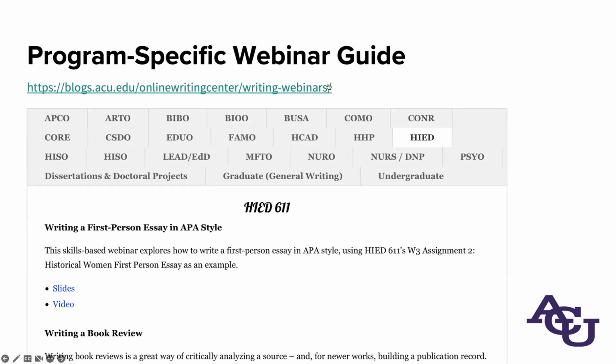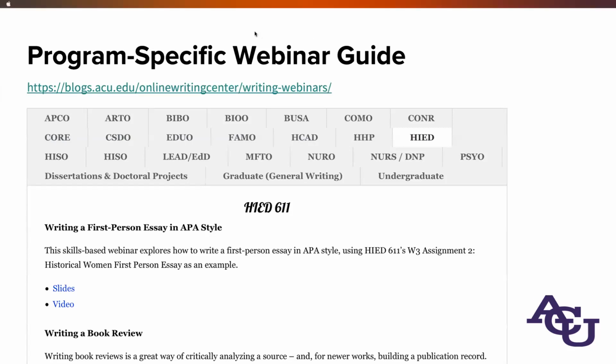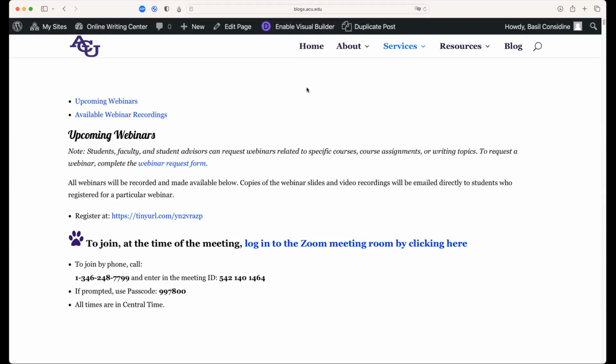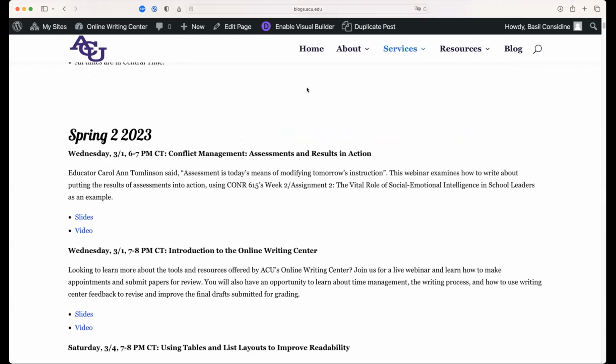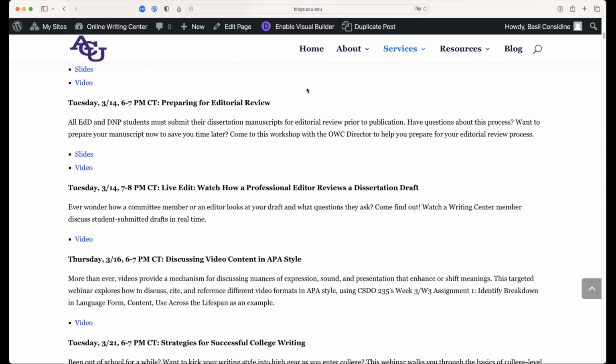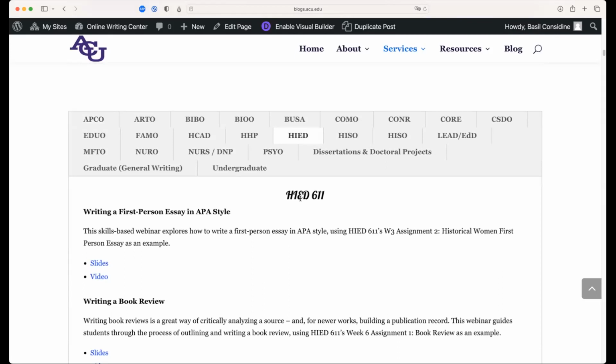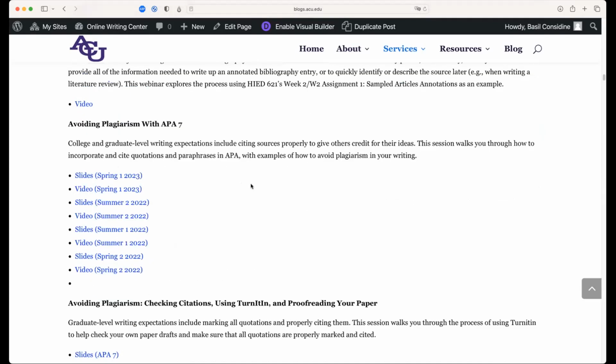Let me tell you a little bit about some of the webinars that are related to this. If you open up our writing webinars page, at the top you will see a calendar schedule of all the webinars for the current term. In the middle, you'll see a tabbed guide sorted by subject. So if you're, for example, taking a class in the HIED program, you could see all our course tie-ins there, sorted by the course and by the week. And at the bottom, we have an alphabetical guide.